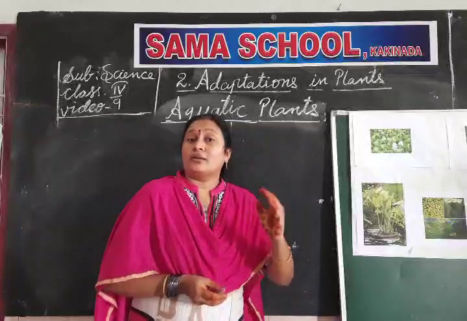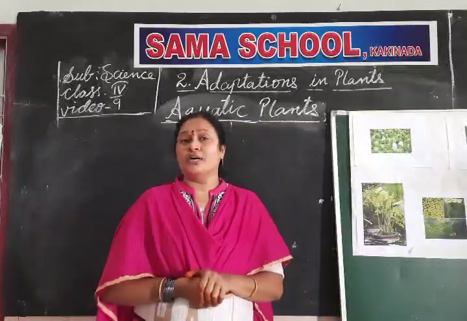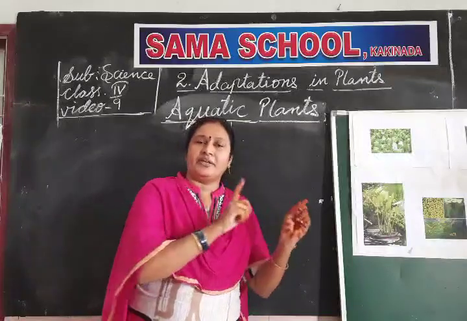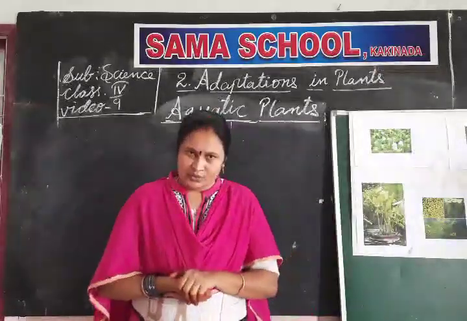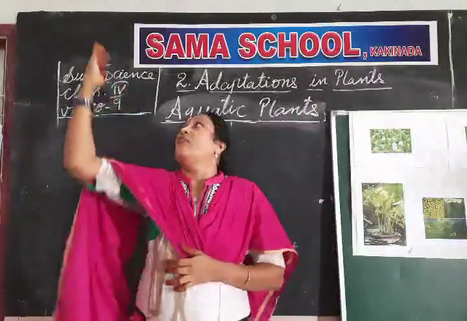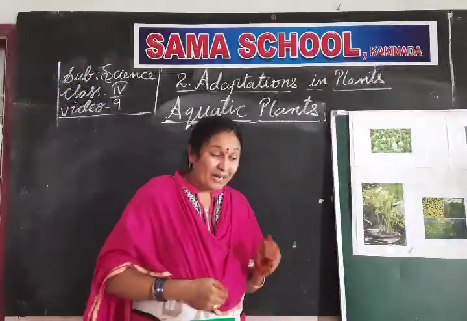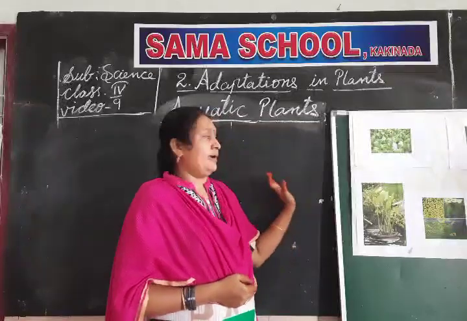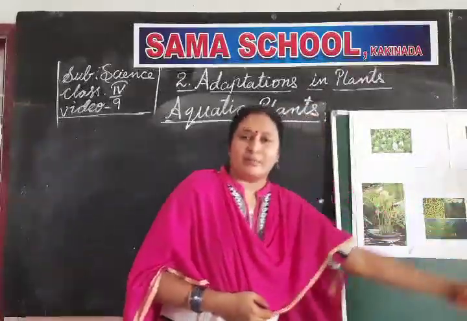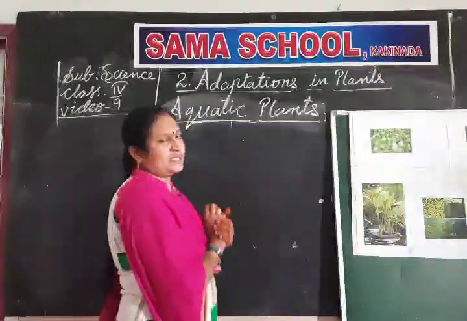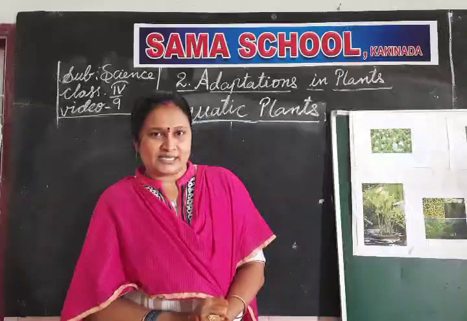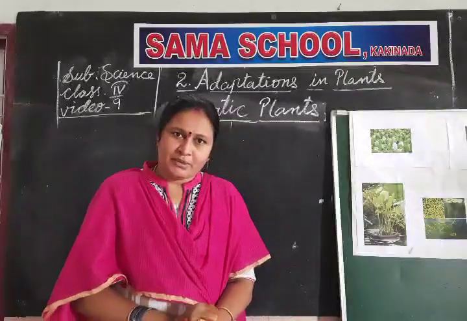And how does it prepare its food? By the process of photosynthesis. The variation between terrestrial and aquatic plants is that terrestrial plants take carbon dioxide from the atmosphere, but aquatic plants take the carbon dioxide from the water, and prepare their food. So all this we learned in the previous class. Do you remember that?